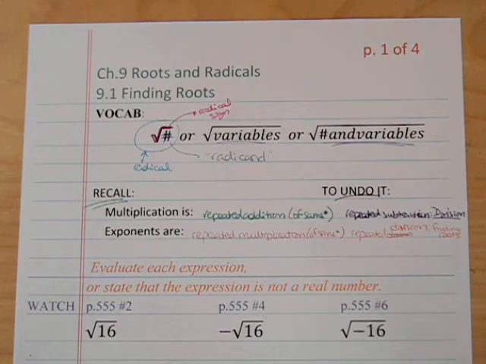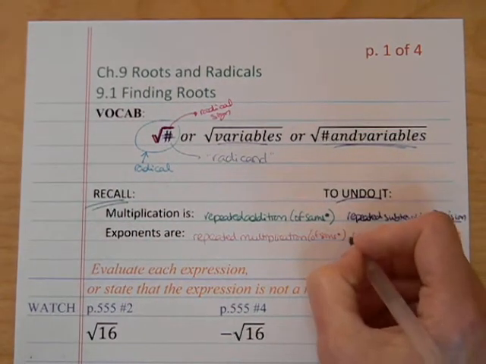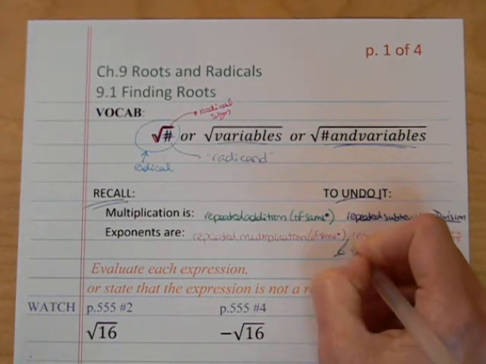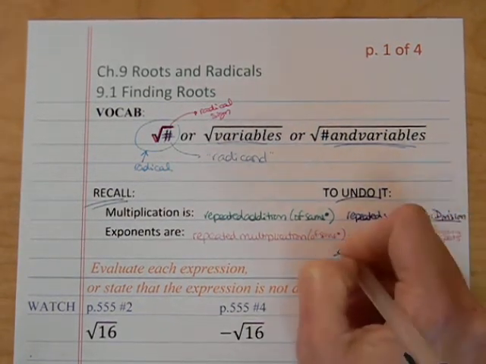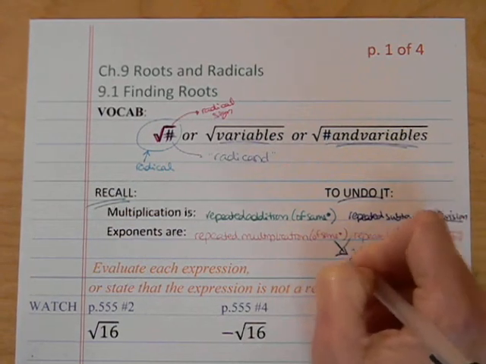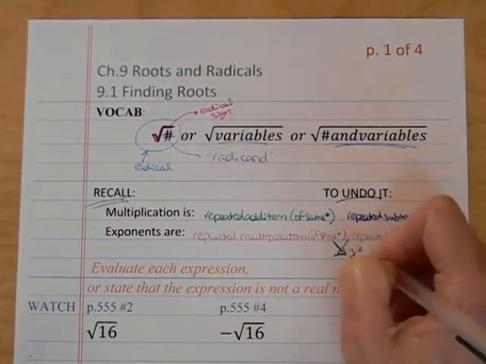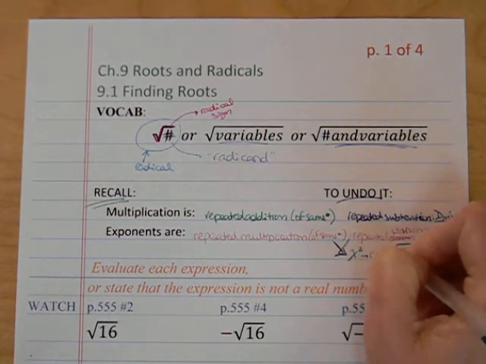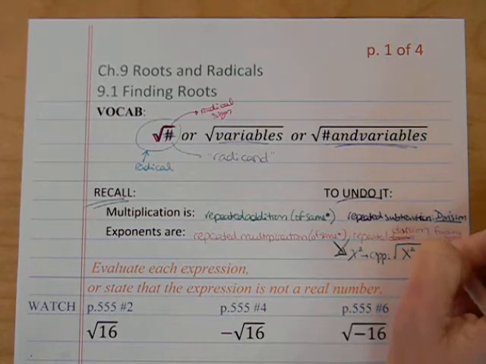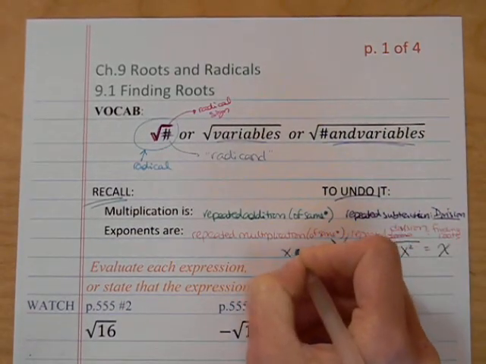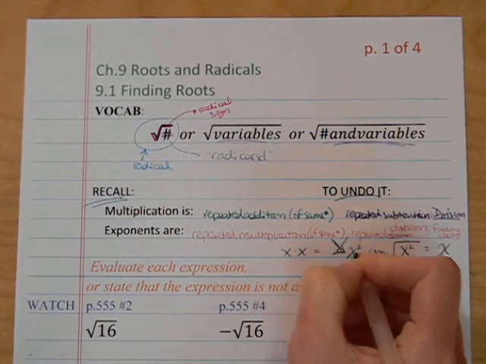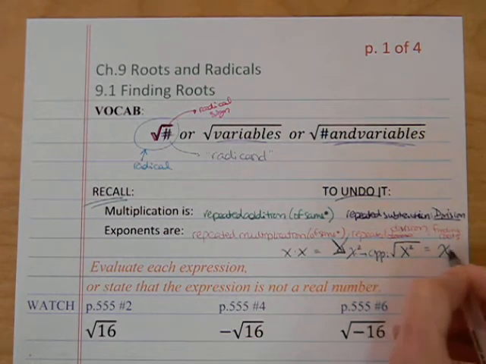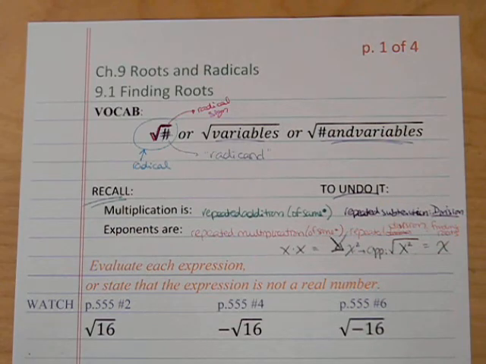So for example, if you had an x squared, that's x times x. The opposite of that would be to take the square root of the x squared, and that would get you back to x. So you can take x times x, write it as x squared. To undo it, you take the root of that, the square root of x squared, and that would get you back to just plain old x.